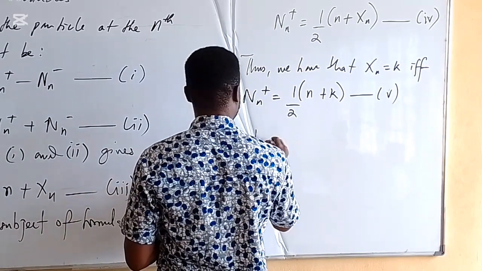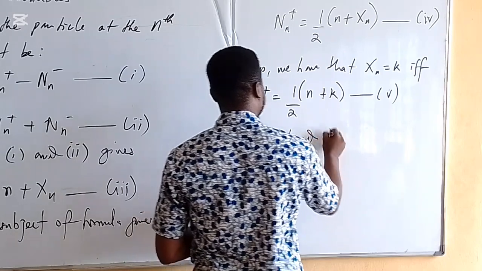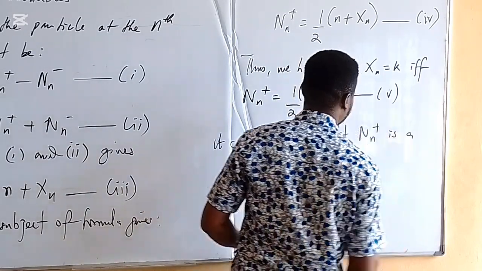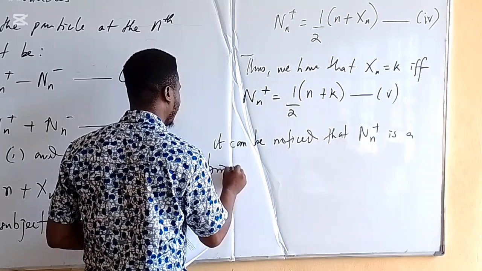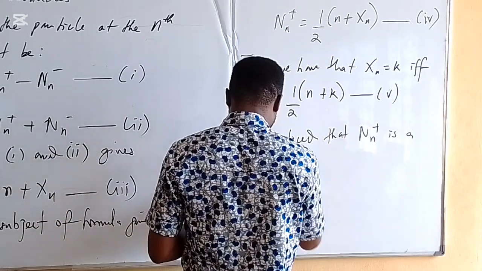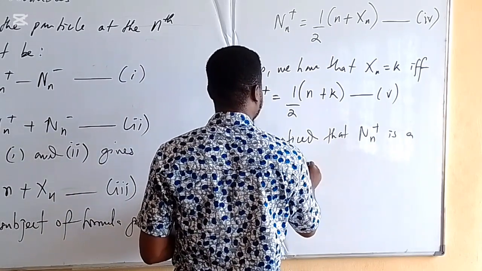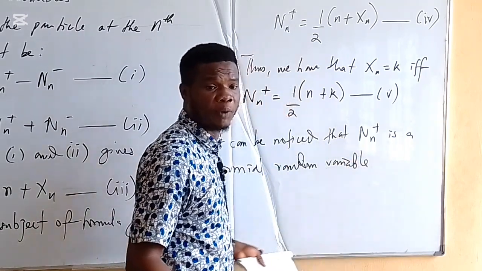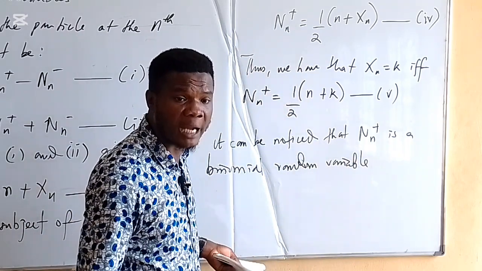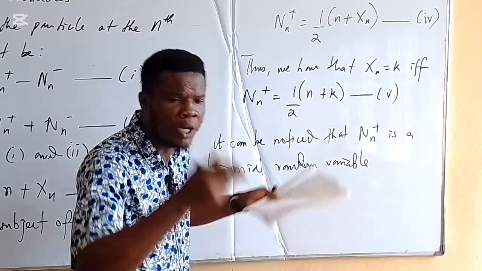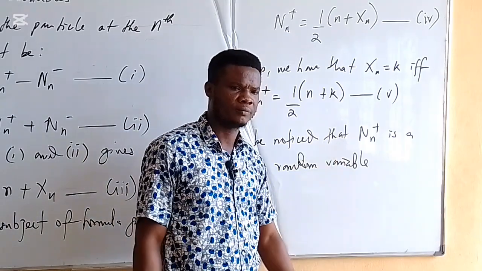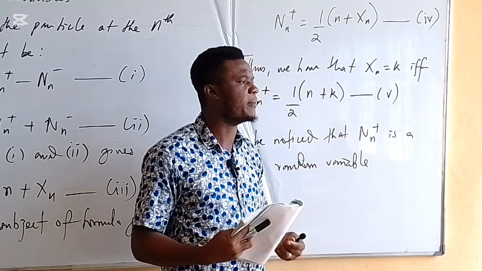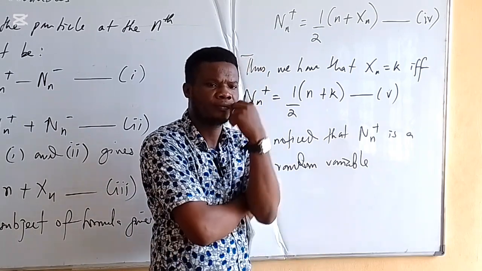It can be noticed that n plus is a binomial random variable. We have stated earlier on that n plus is a random variable, but now clearly you can see it is a binomial random variable. Why is it a binomial random variable? Why are you confident that n plus is a binomial random variable?